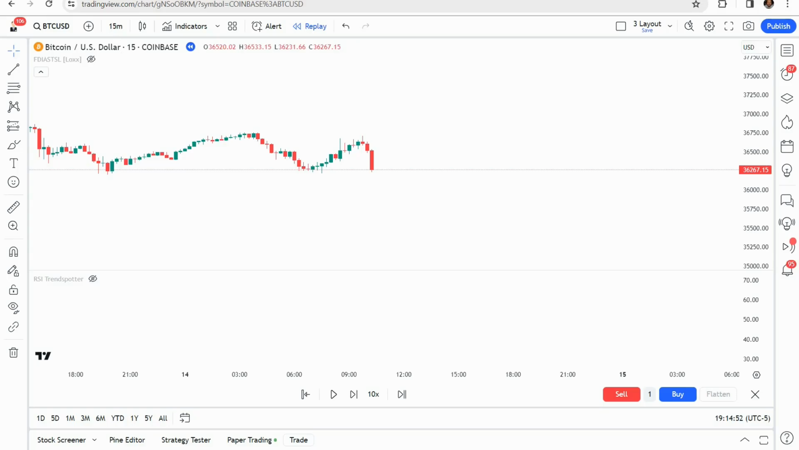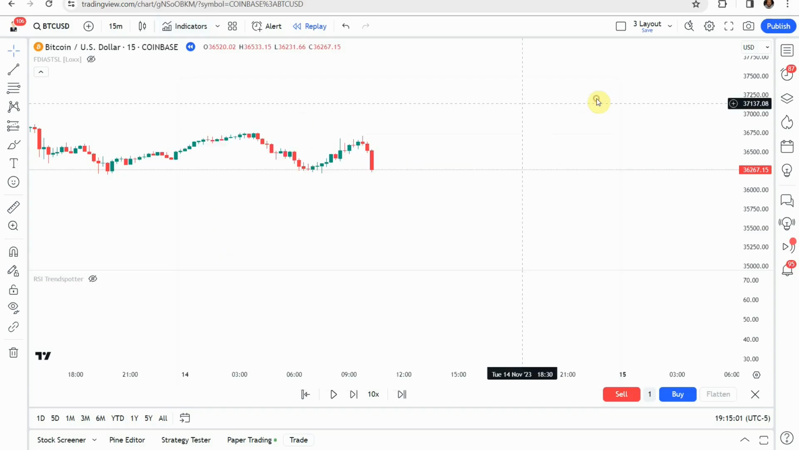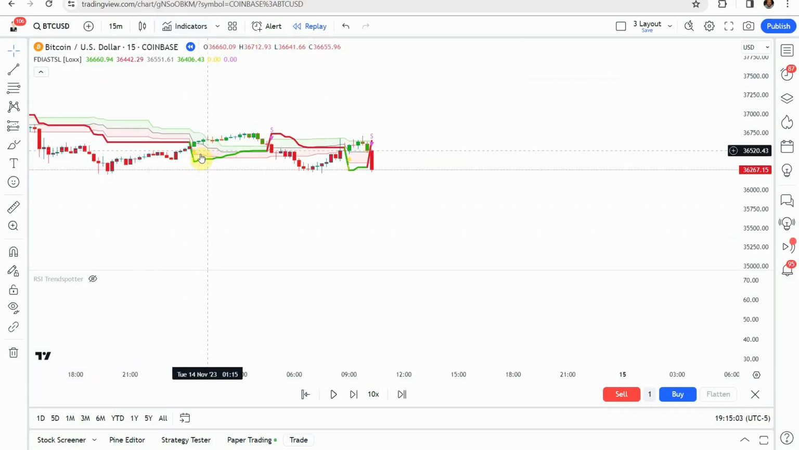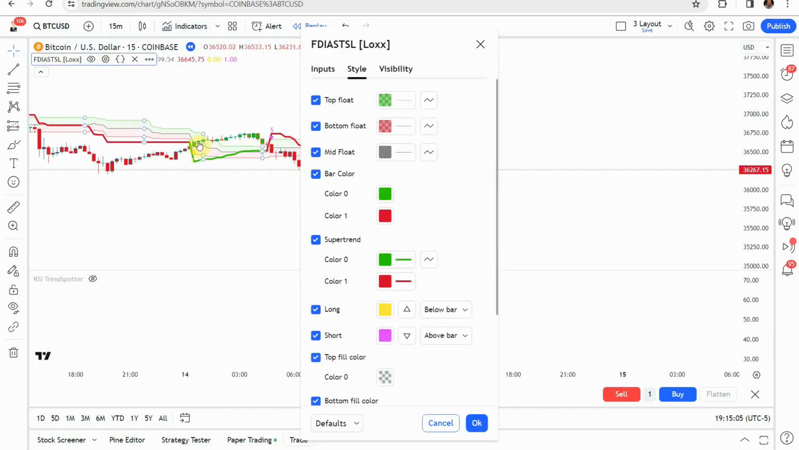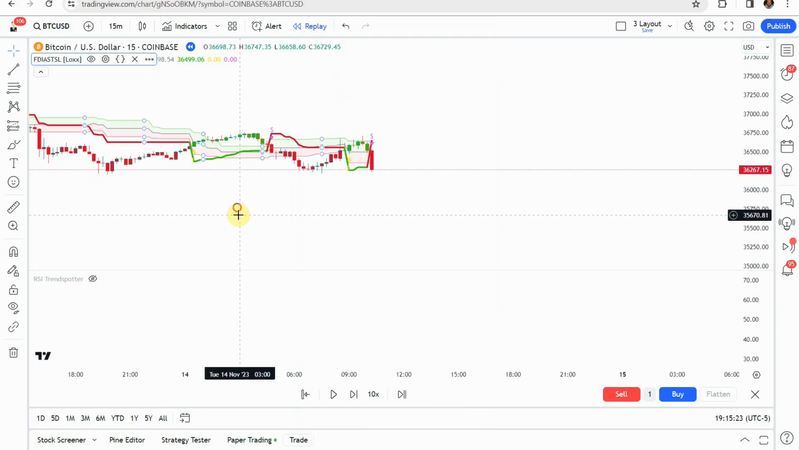The first indicator you'll want to add to the screen is going to be the FDI adaptive super trend with floating levels. This one right here. Add it to the screen and it will look similar to this. Go ahead and jump into the settings, and under the inputs, we are going to change the source to close. We're going to change the fractal period to 27. We're going to change the speed to 21, and we're going to change the look back period to 26. Go ahead and click OK.